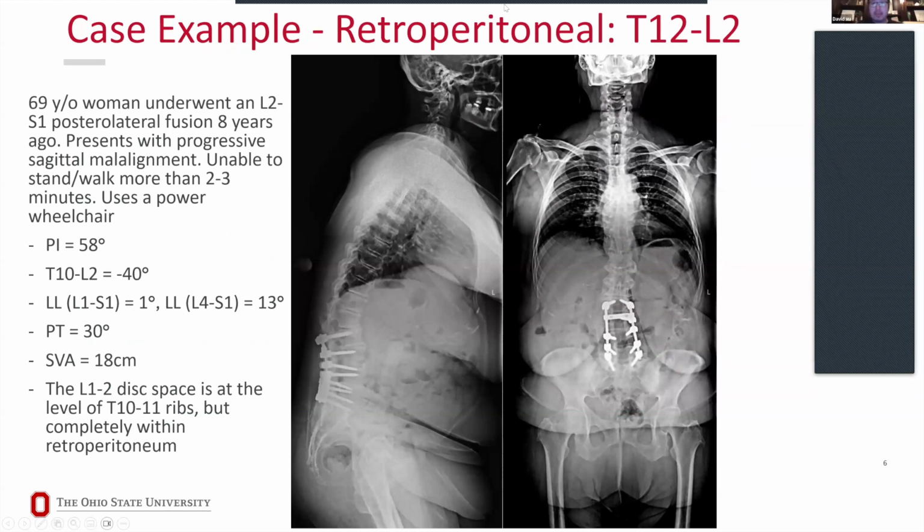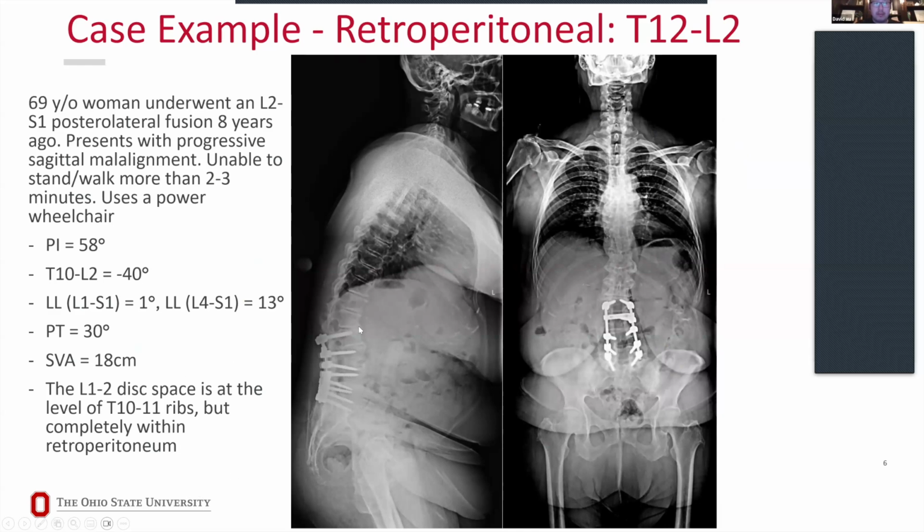So, here's a good example of a standard retroperitoneal approach. This was a patient I took care of almost 2 years ago. She was 69 years old and had a posterior lateral fusion between L2 and S1. You can see that she's developed adjacent segment degeneration and pretty profound sagittal malalignment, thoracic hypolordosis, unable to walk, using a power wheelchair, and her spinopelvic parameters up here.